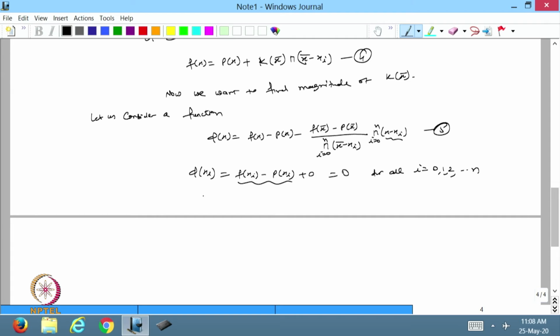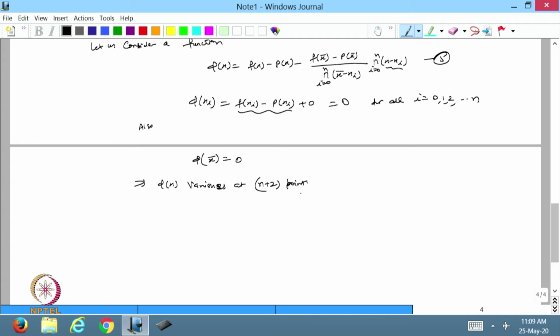Now, from here also I can write phi(x bar). If I choose x bar, this part minus this part will cancel out, so it will be 0. So, I can say that phi(x bar) is also 0. Thus phi(x) is a function that vanishes at n plus 2 points, because n plus 1 points are the xi's and 1 point is x bar.